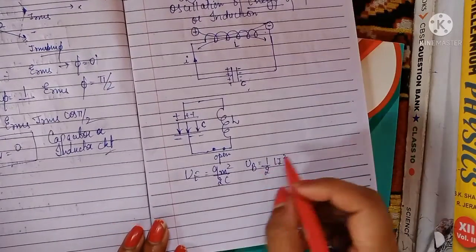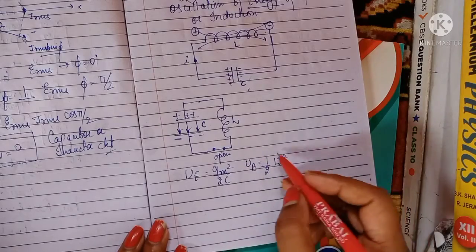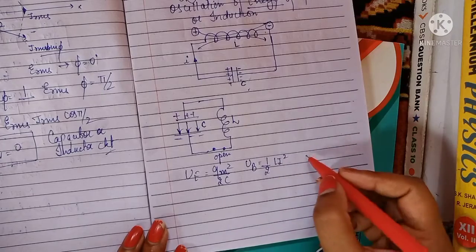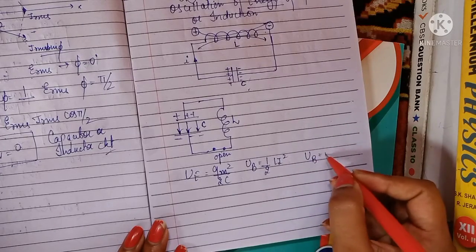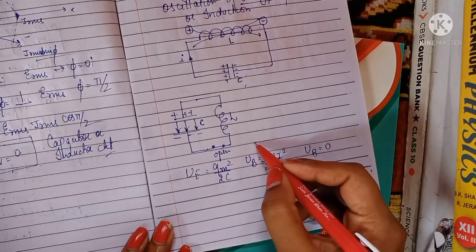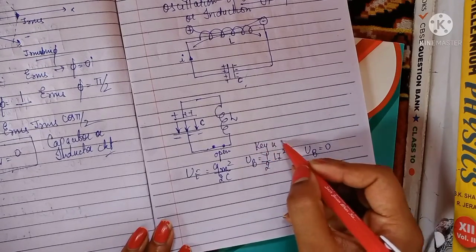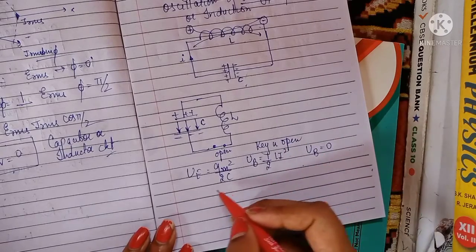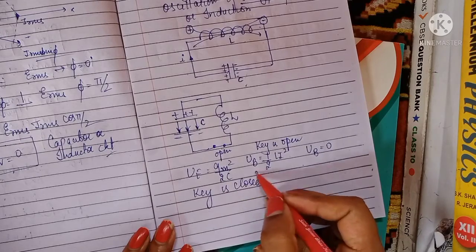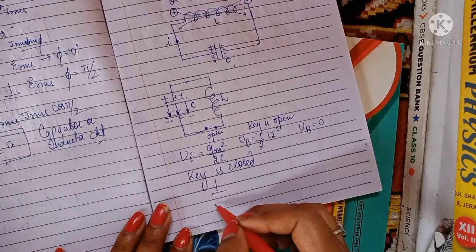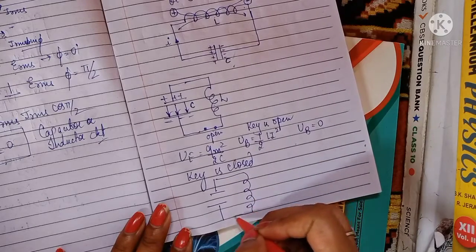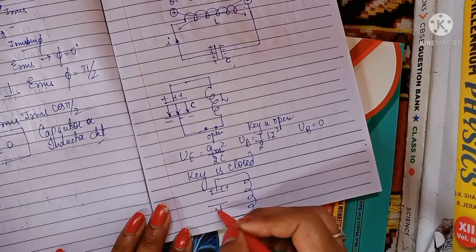Because the key is open, the inductor will not have any magnetic field lines. That means this energy is going to be 0. This is the case when the key is open. Now if the key is closed, then what happens? If the key is closed, in that case, let's say this is your inductor, and this is your electric field here.